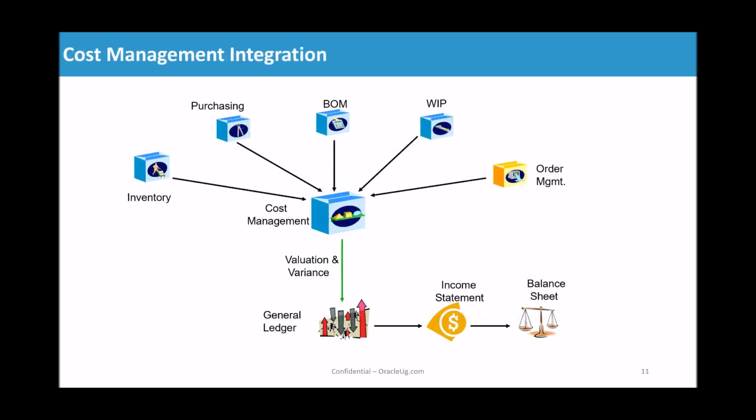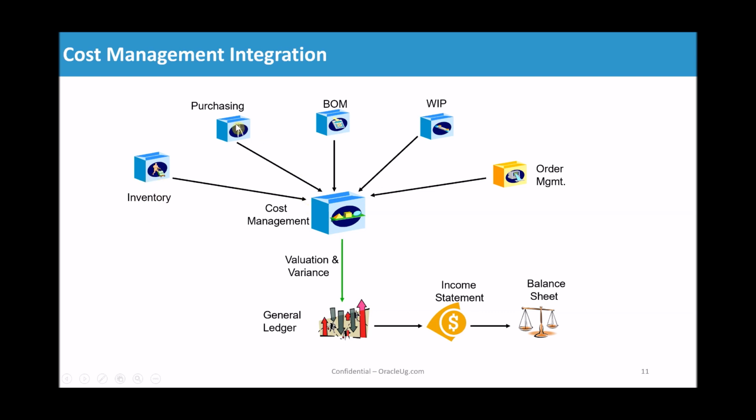How does cost management integrate with other modules in Oracle Cloud application? Cost management integrates with all the other subledgers or modules, such as inventory, purchasing, BOM, WIP, and order management. All the information comes from these modules to the cost management module. So here we do the transactions. In inventory, we do all the inventory transactions, like receiving the product for a PO, or when we do some miscellaneous transactions, or when you issue materials to a project. All those transactions happen in the inventory transactions, and that information will flow from inventory to cost management.